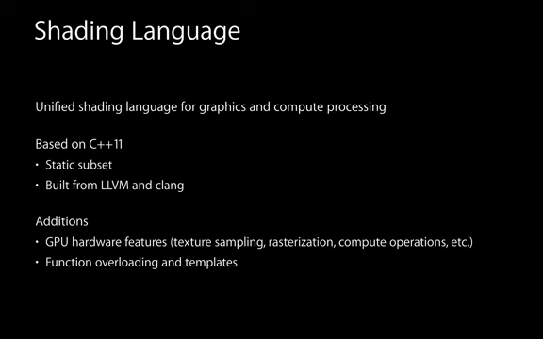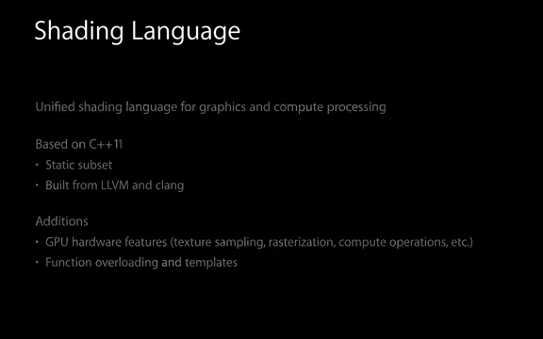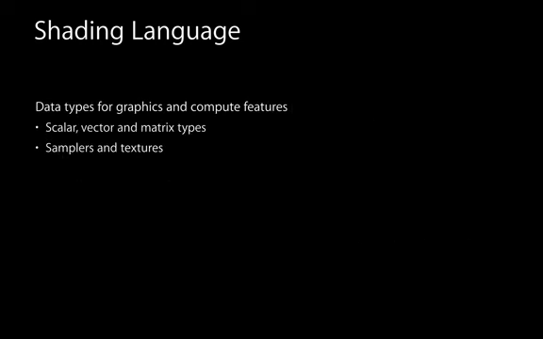And then we've added a few things to make shader authoring much more convenient, such as function overloading and basic template support. But that's it. If you know C++, you understand the Metal shading language. As I said, we added just a few data types and some syntax for handling graphics and compute functionality. Some basic data types you'll probably find very useful, such as scalar, vector, and matrix types.